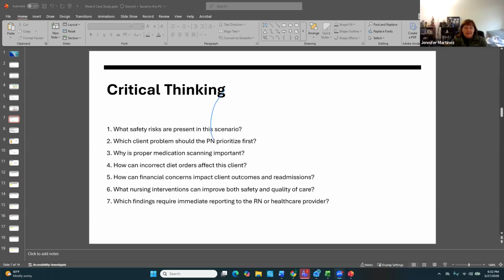It's gonna be a lower rate, right? So if they are readmitted within 30 days of discharge, especially for the same problem, there is a chance that that hospital is going to get a reduced payment.